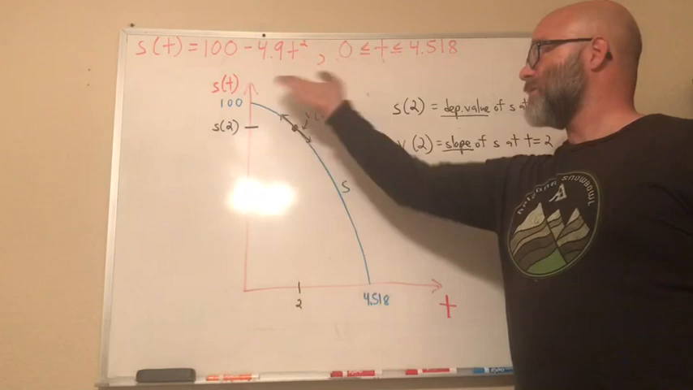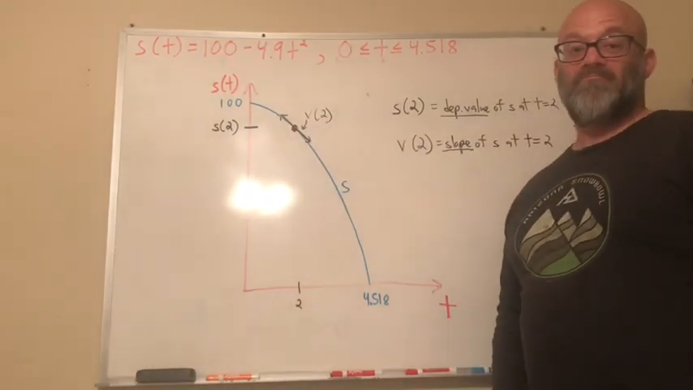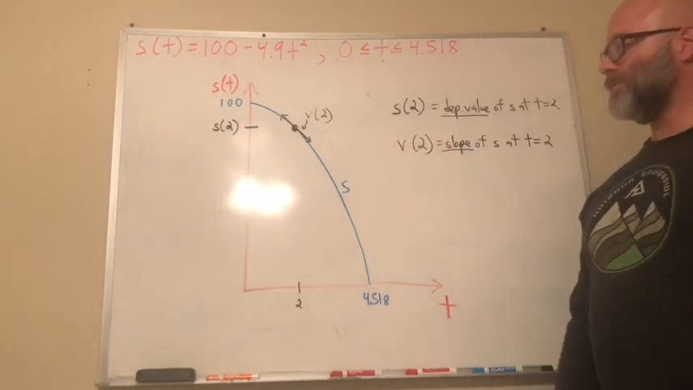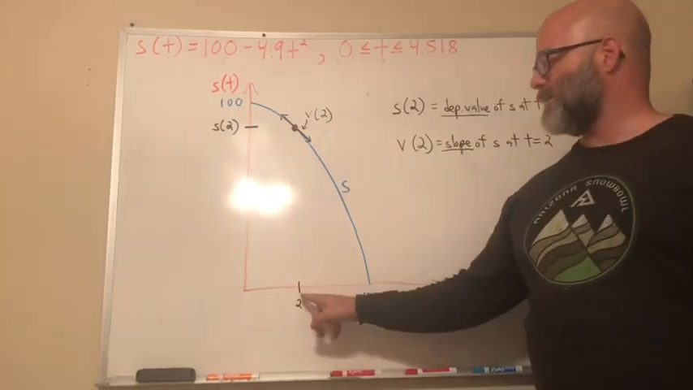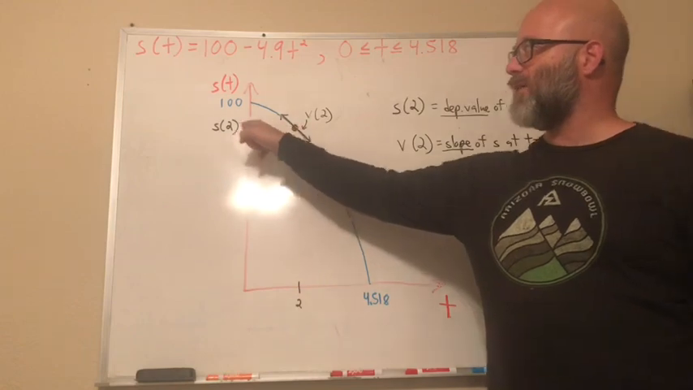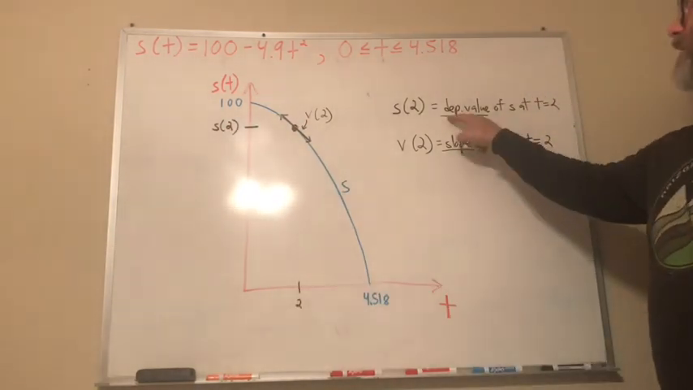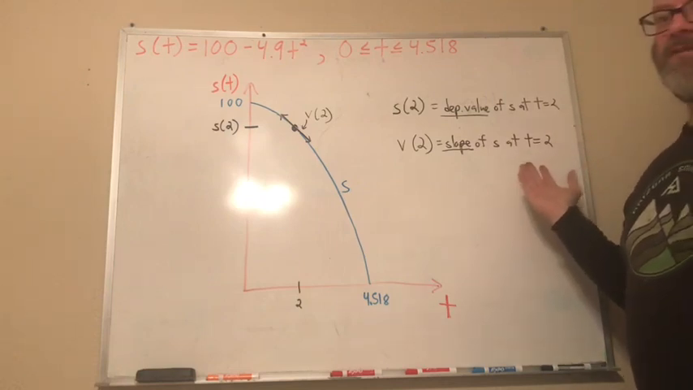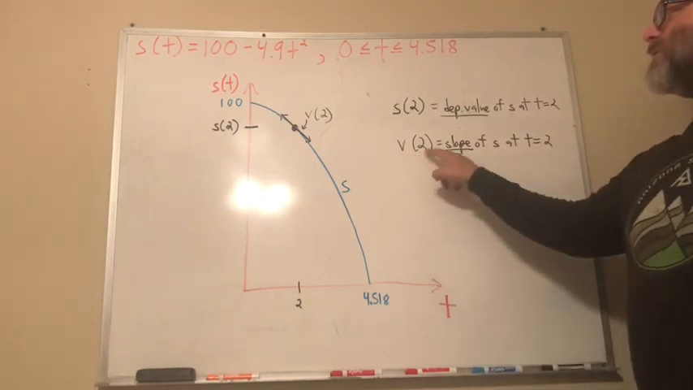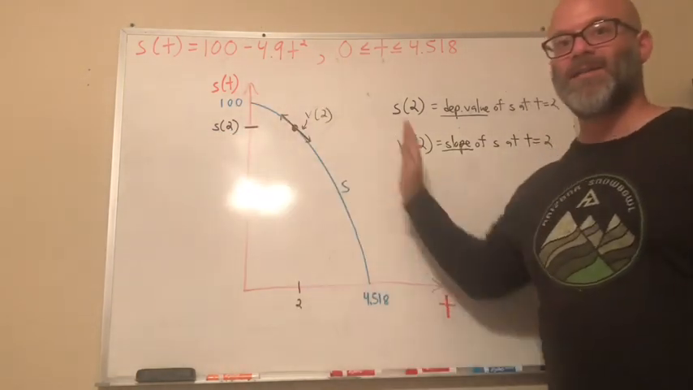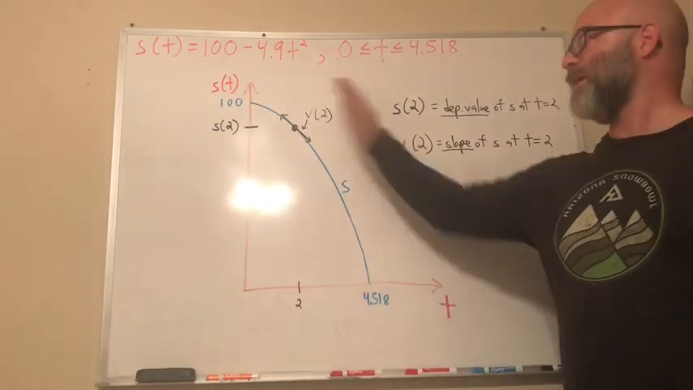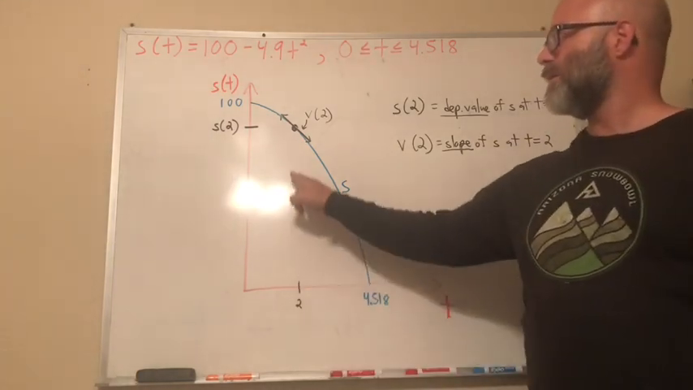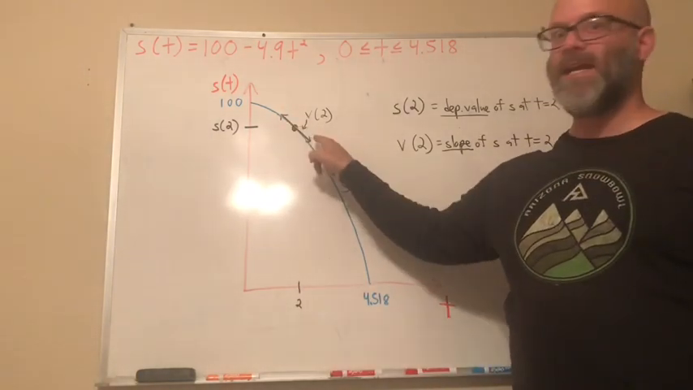And this is it then. Here's our familiar position function, its graph. If I asked you, what is s of 2? You would tell me, if I stick 2 into my s function, out comes s of 2. S of 2 is a dependent value of s at t equals 2. But if I asked you what's v of 2 on the s graph, not on a v graph, but an s graph, what is v of 2? You would tell me, at time 2, what is the slope of this tangent line?